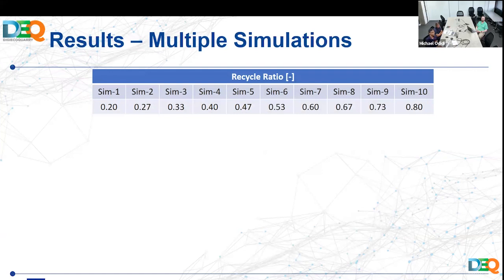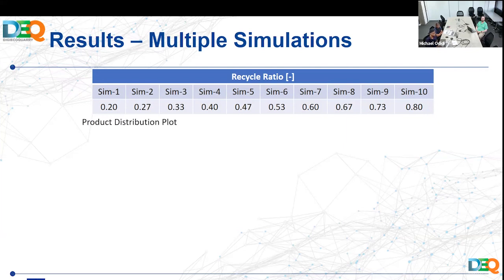So we coded in for the simulation to run 10 times. And in this case, we varied the recycle ratio from 0.2 to 0.8. So 0.8 meaning that you are recycling more of your material back to the crushing circuit, and 0.2 means that less of the material is being recycled, right?